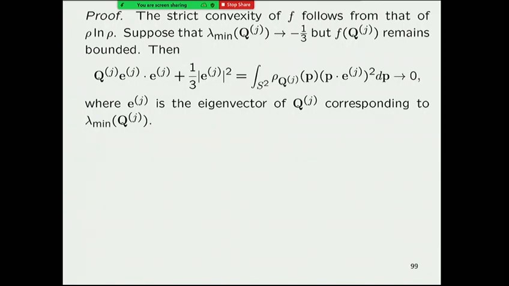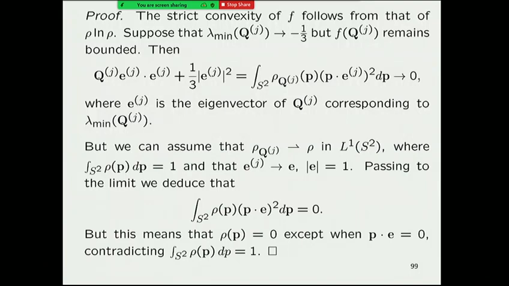And now you suppose, for contradiction, that you have a sequence qj for which f of qj remains bounded, but the minimum eigenvalue tends to minus a third. Then you take the corresponding eigenvector, Ej, the eigenvector corresponding to the minimum eigenvalue. Since f of qj is bounded, you can suppose that you have weak convergence in L1, and you can also suppose that the Ej, which are unit vectors, converge to some unit vector e.